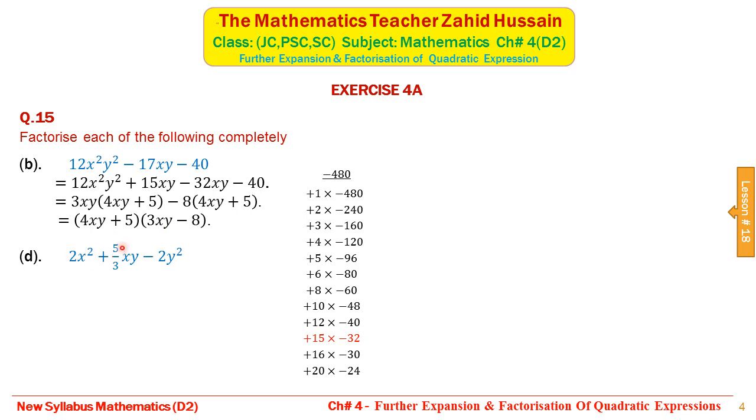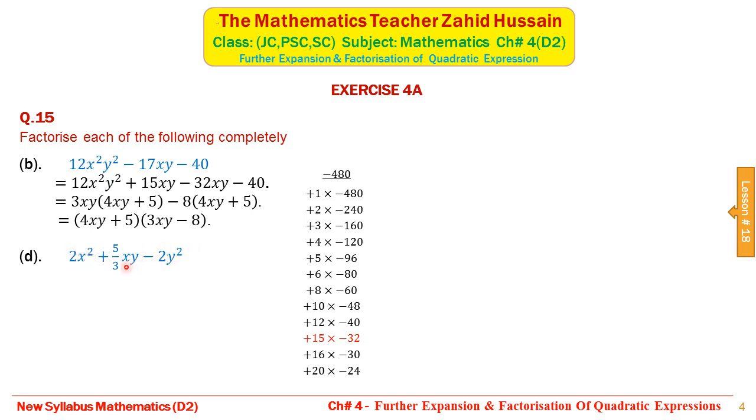Now 2x square plus 5 over 3xy minus 2y square. Now look, there is a fraction in one term. So इसको सॉल्व करने के लिए हम पहले इस फ्रैक्शन को ख़त्म करेंगे. फ्रैक्शन को ख़त्म करने के लिए हम इसका एलसीएम ले लेंगे, क्योंकि ये एक एक्सप्रेशन है और इक्वेशन नहीं है. अगर इक्वेशन होती तो पूरी इक्वेशन को हम 3 से मल्टीप्लाई कर देते.